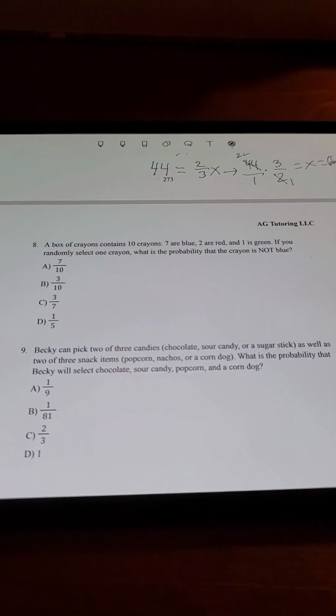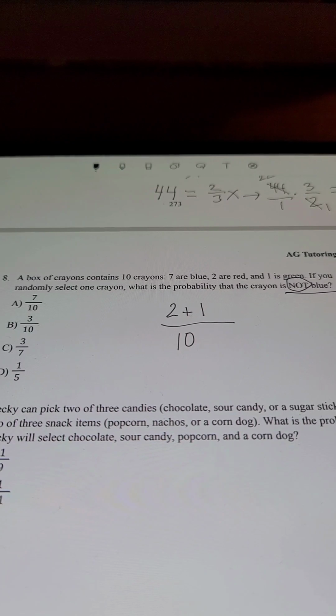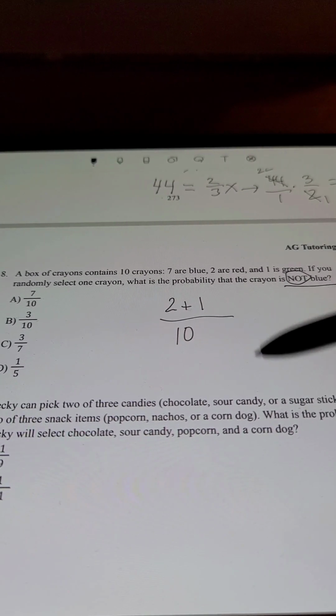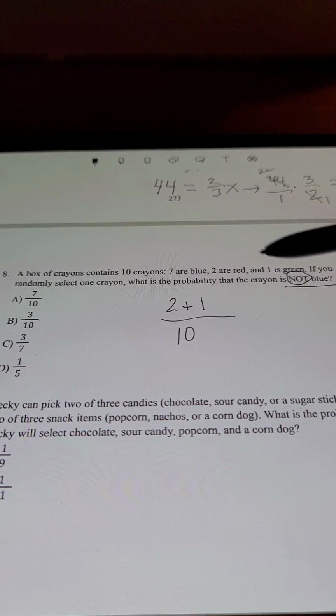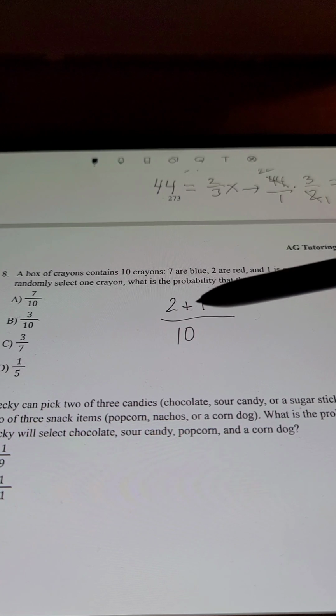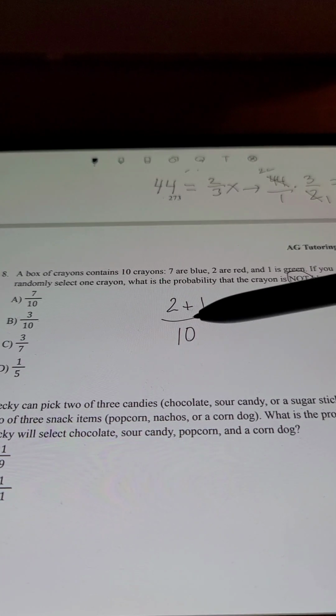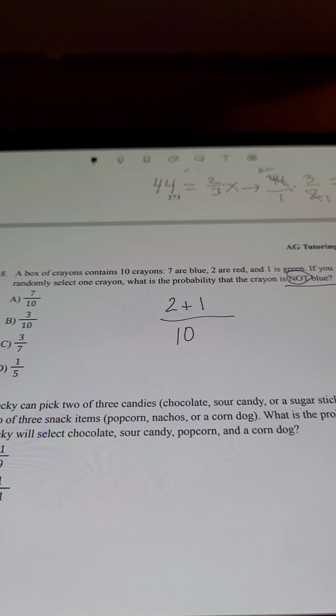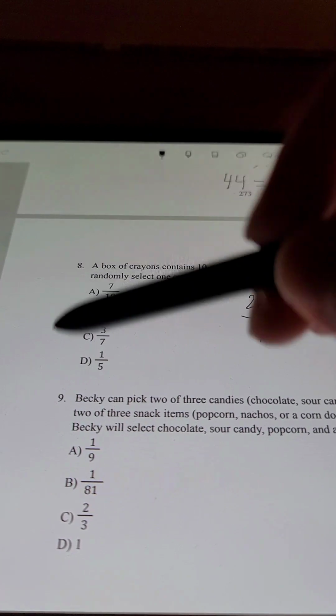Okay, pause to read number 8 if you haven't already. So we want the probability that the crown is not blue. So we have to think, okay, desirable outcome goes on top. So that would be that it's either red or green, because those are the not blue colors. So 2 plus 1 out of the total number of outcomes, which would be the total number of crowns, which would be 10. So then it's going to be 3/10, or B as your answer.